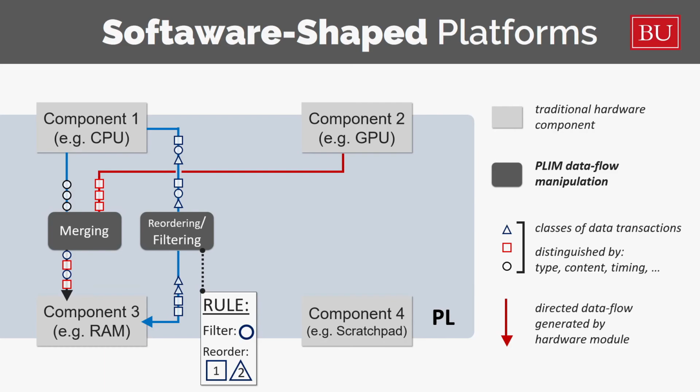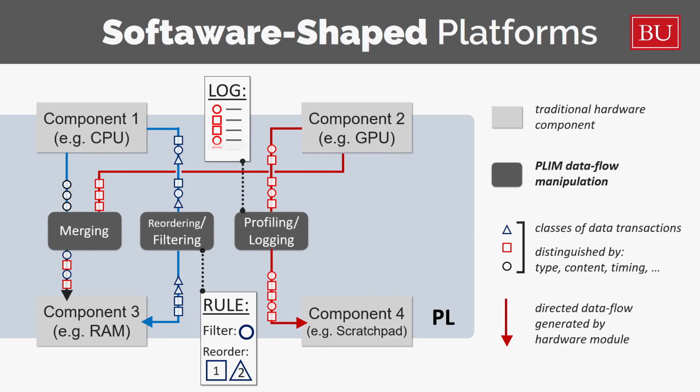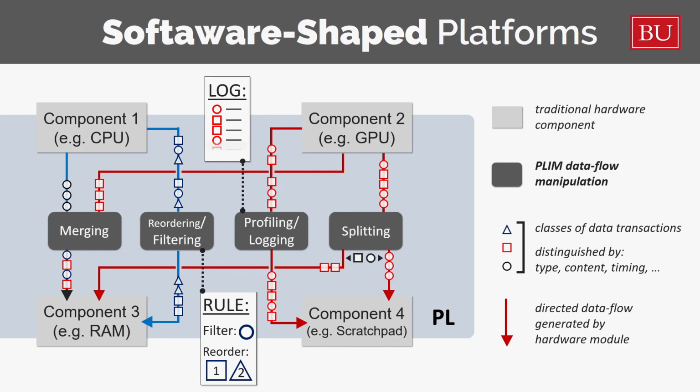At the same time, we can perform this much needed off-band transparent profiling, where in this case we don't modify the pattern of accesses, but we take a log of it before the accesses are forwarded to the memory subsystem. Or better yet, we can take one single flow and, depending on profiling information or performance considerations, take a certain type of transaction and send it to one type of component, while taking other types of transactions and sending them to a different type of component in the memory hierarchy.